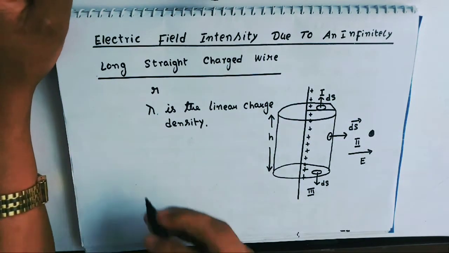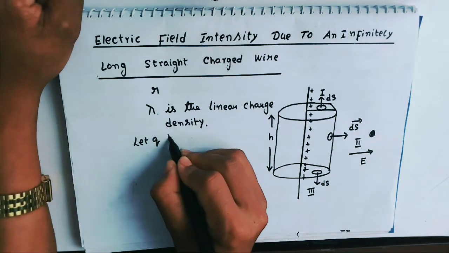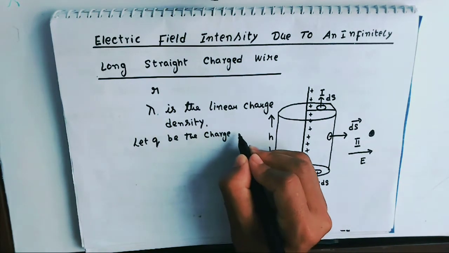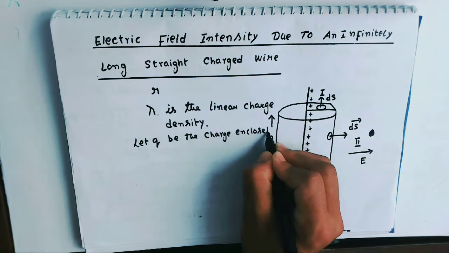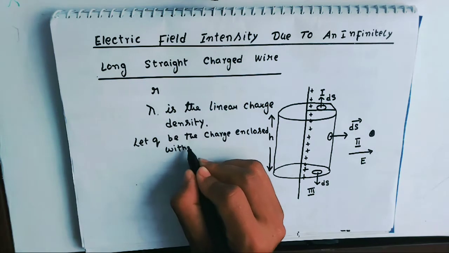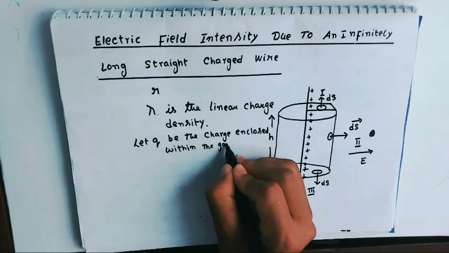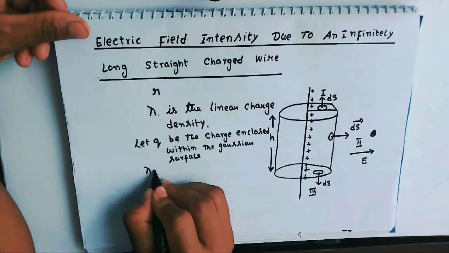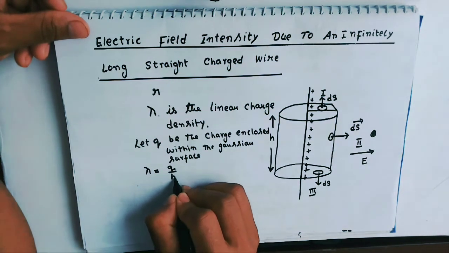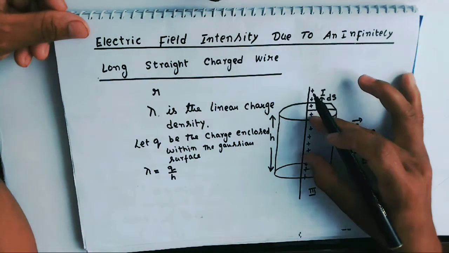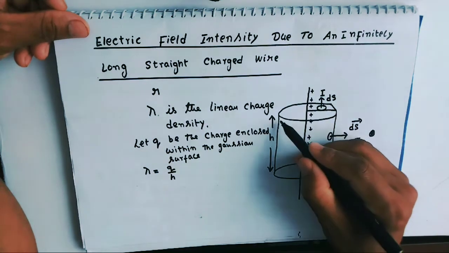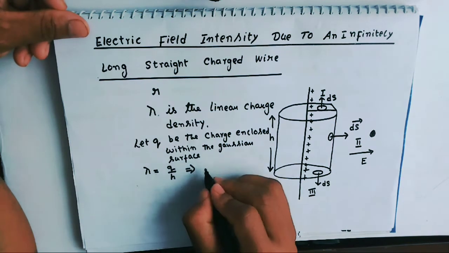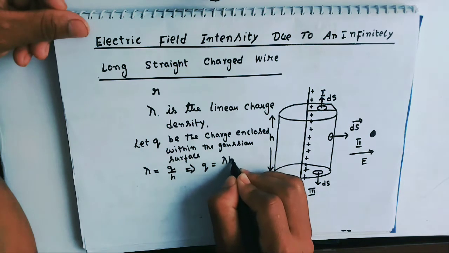So now let Q be the charge enclosed within the Gaussian surface. So therefore lambda is equal to Q divided by h. This Q is the charge enclosed within the Gaussian surface, and the height of the Gaussian surface is h. So therefore lambda is equal to Q by h. So this implies that the charge is equal to lambda h.